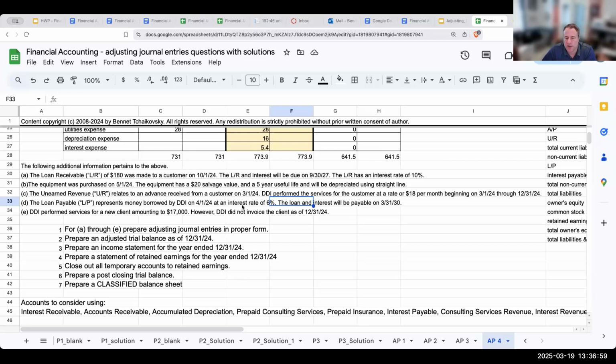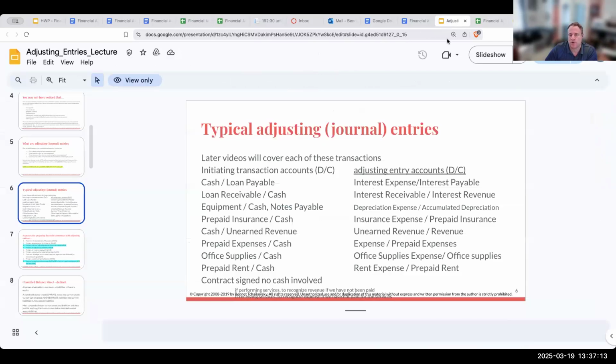But what you will also be learning is that there are certain assets, like equipment, which will always be non-current. Accounts payable will always be current. That's going to be the other part in terms of what you're going to be learning.